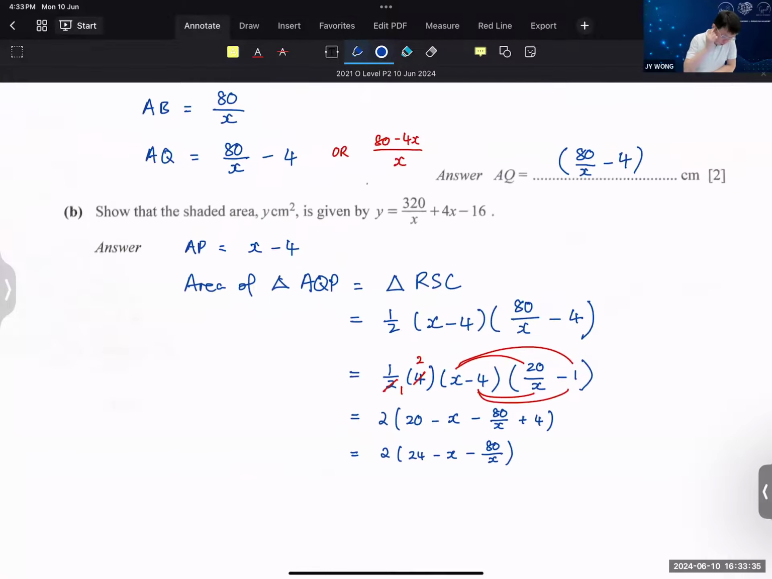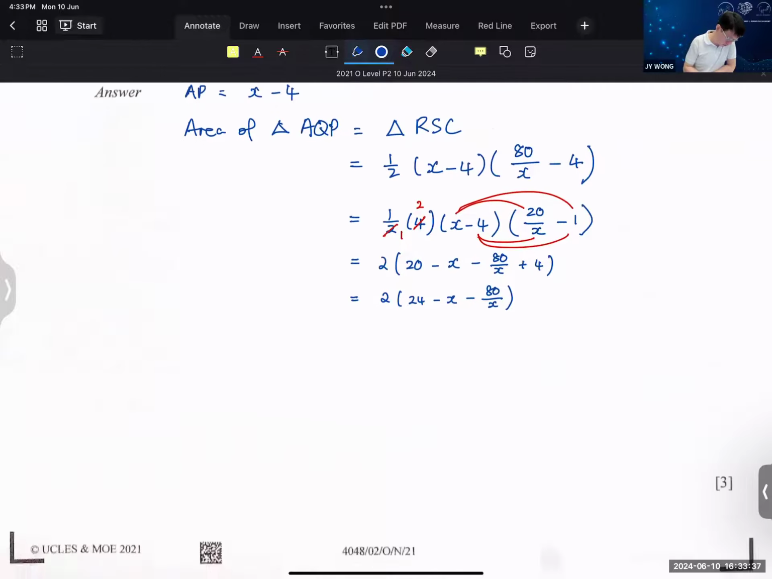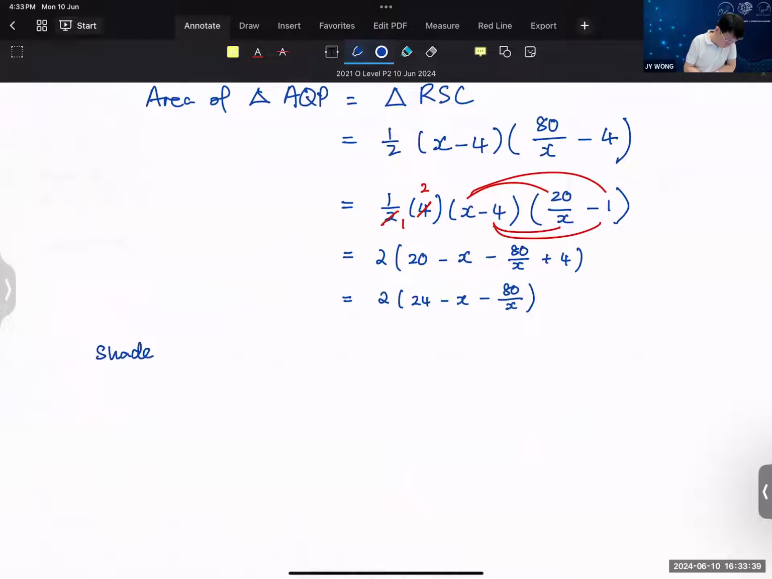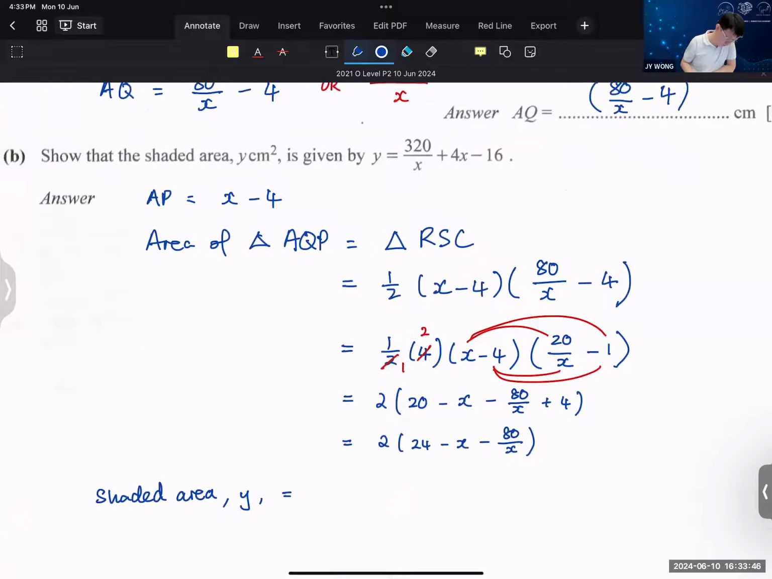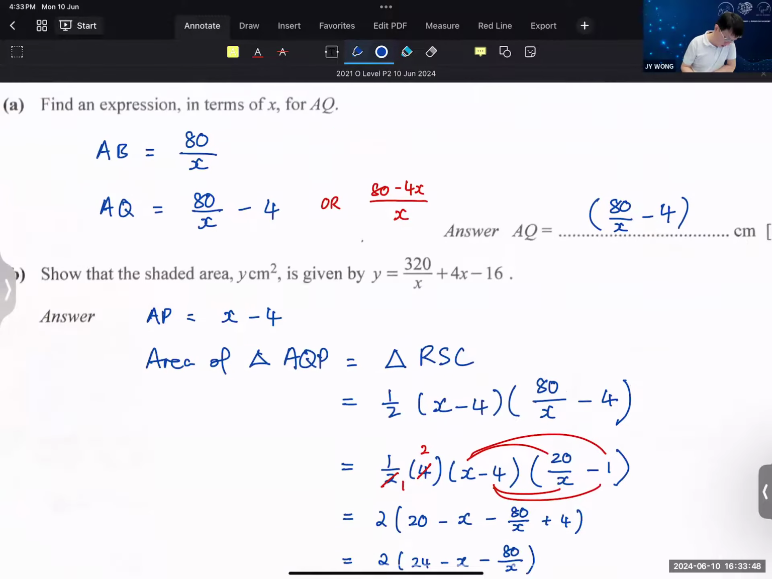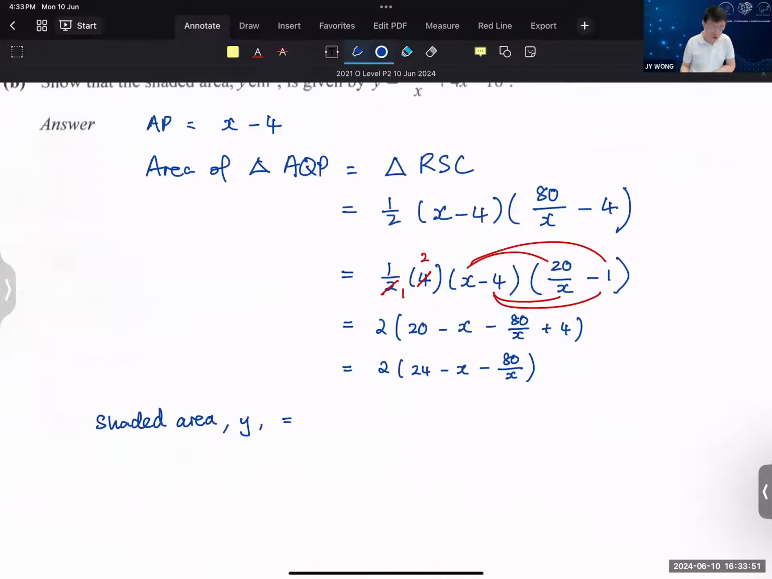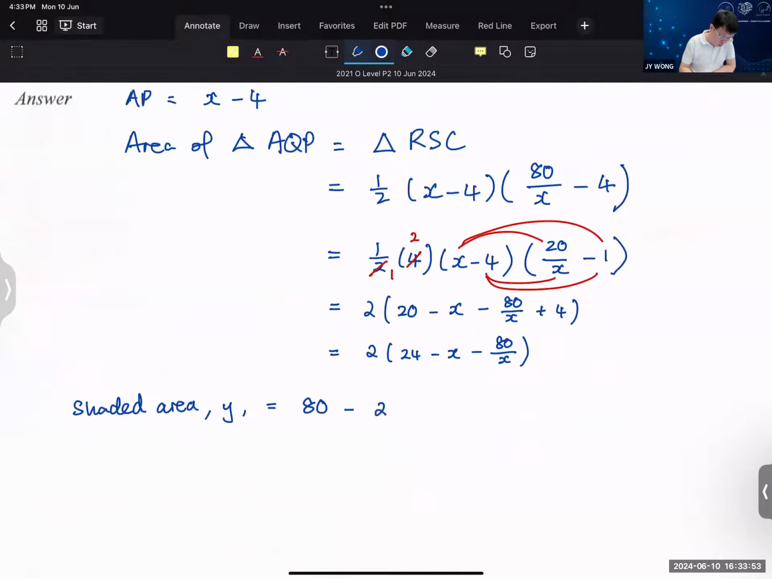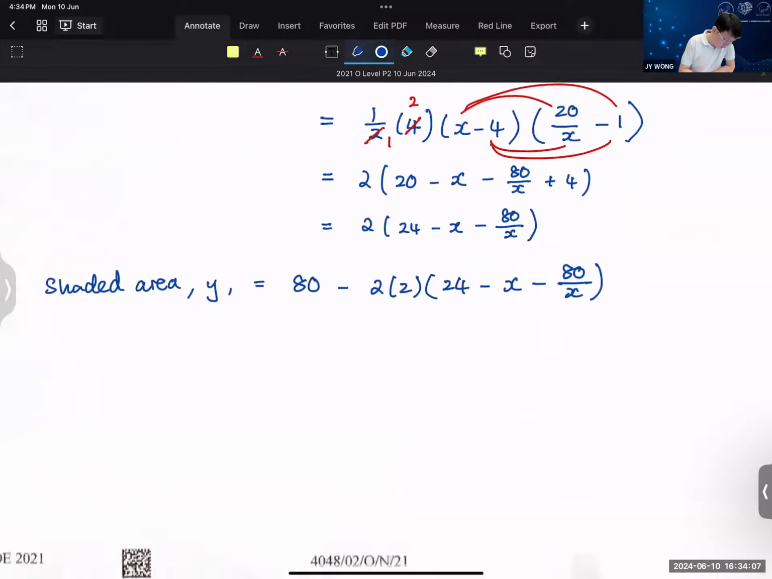And therefore, the shaded area will be equal to your entire rectangle, which is 80, minus away 2 times such a triangle, because there are 2 such triangles. So remember to multiply by 2. So from here, you expand and simplify.